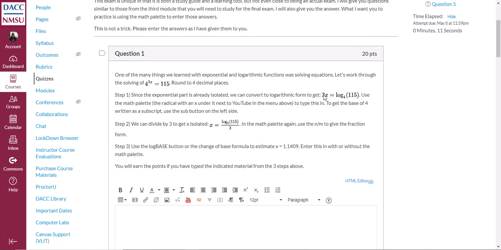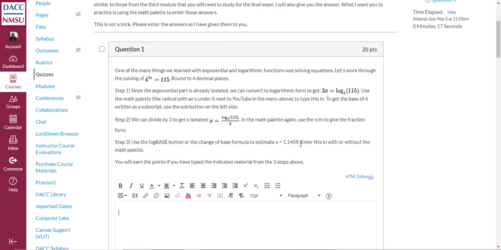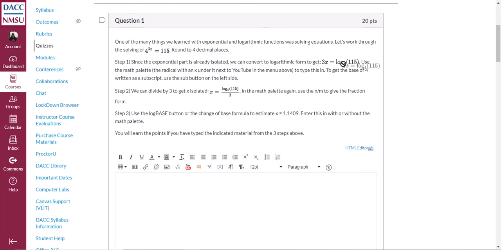We want to convert to logarithmic form. And so I want you to enter this in using the math palette. So I'm going to be entering this expression. Wouldn't that be nice if I could just copy and paste it? But I can't. I can. Don't cheat like that, though. Here's how we do it instead.